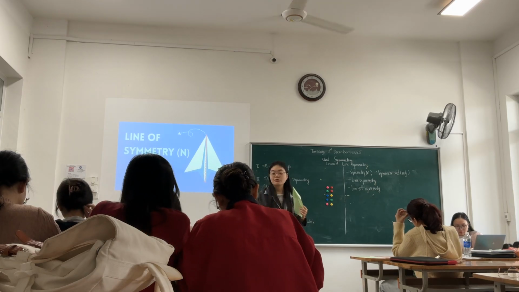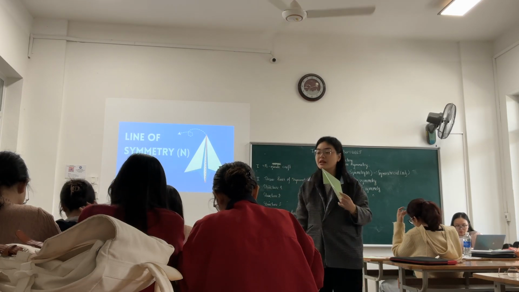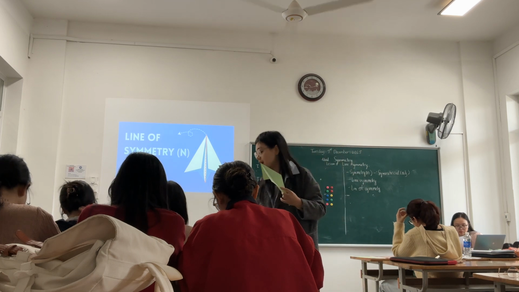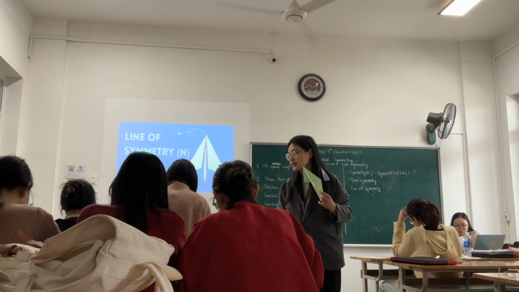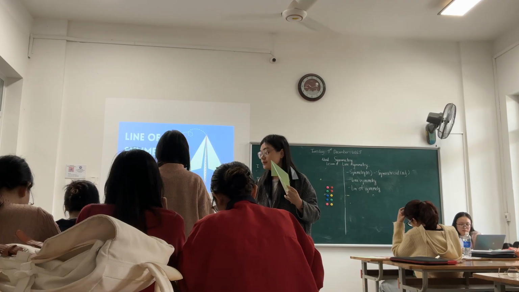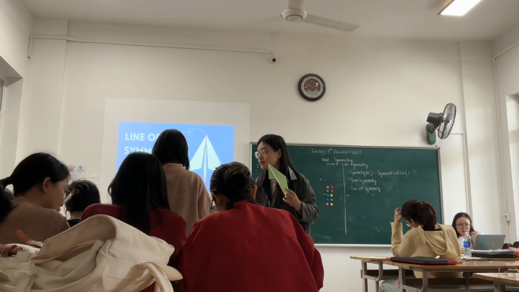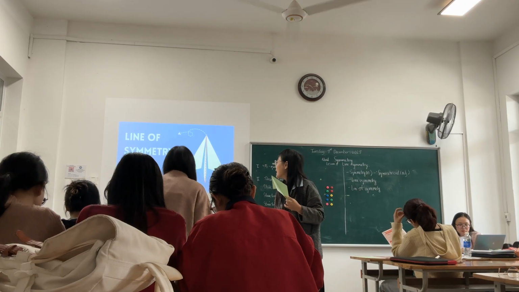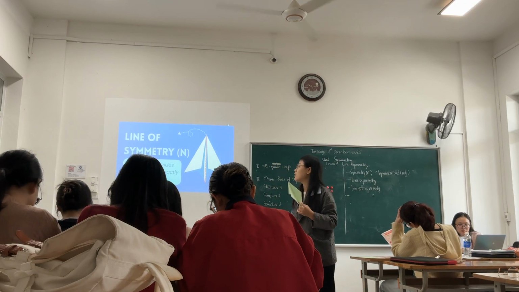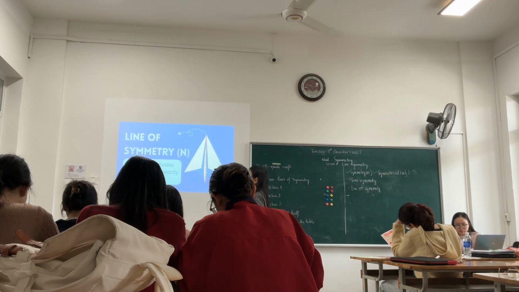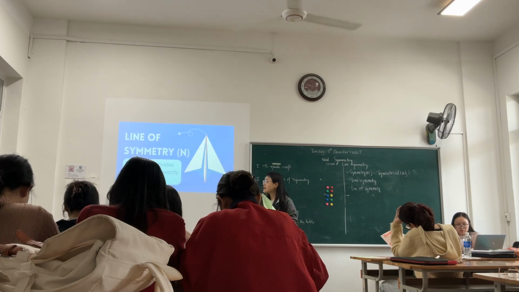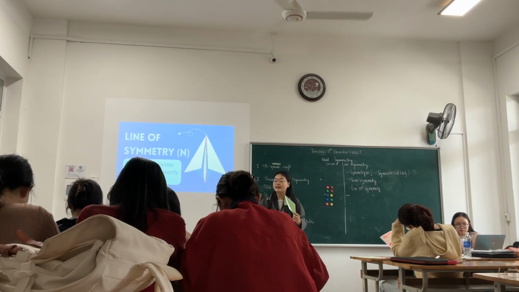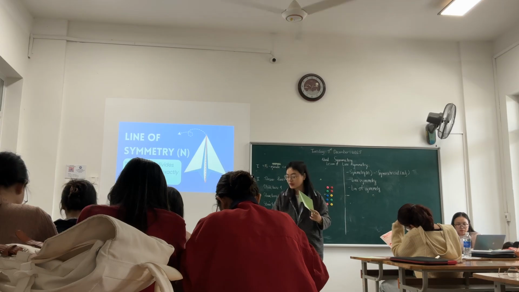So can anyone read the definition of line symmetry in the textbook for me, please? Yes, thank you so much, Tony. So we have line of symmetry is the line that divides a shape into two exactly equal halves.